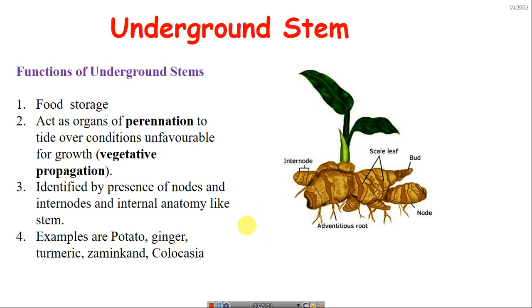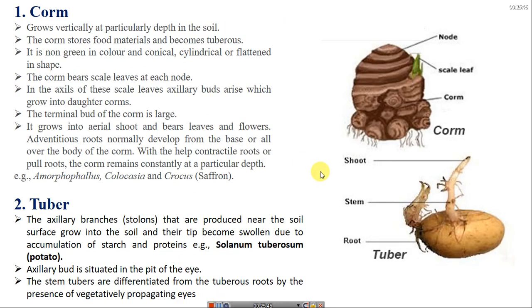Okay, so potato is a stem, ginger is a stem, turmeric is a stem, colocasia is a stem. Okay, so how are they defined as underground stems? We'll see shortly. The first type of underground stem that we are going to study is corm.